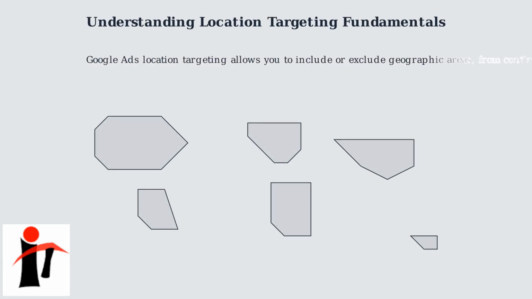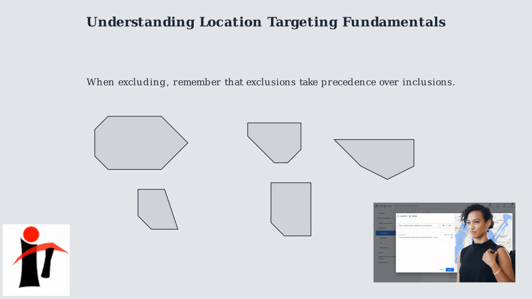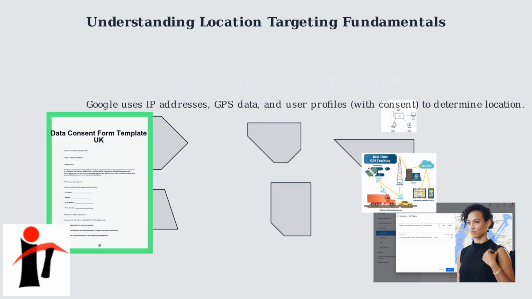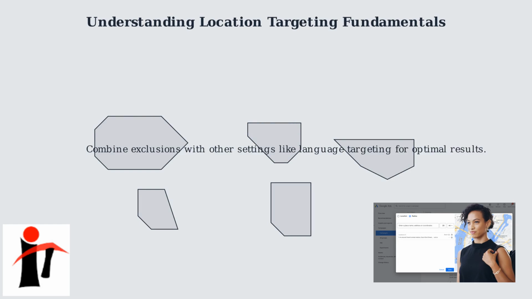Google Ads location targeting allows you to include or exclude geographic areas, from continents to zip codes. When excluding, remember that exclusions take precedence over inclusions. Google uses IP addresses, GPS data, and user profiles with consent to determine location. Excluding high-cost countries can reduce your spend by 20 to 30%. Combine exclusions with other settings like language targeting for optimal results.